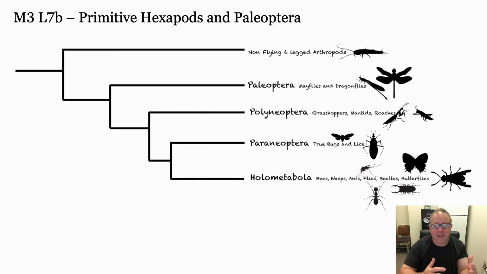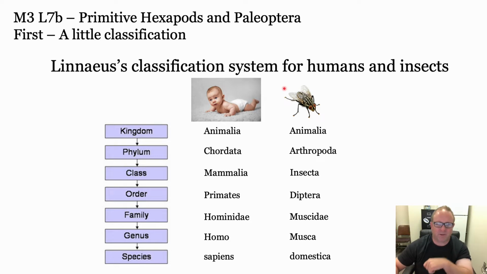Before we even get into that, I want to spend a little time with classification, because we're going to talk about classes. We're already in the phylum Arthropoda, the arthropods. We're going to get into classes, and then orders after that. So how do we classify everything? Well, Linnaeus gave us this system, and it's okay. It's not great. It's pretty old, but we use it now.